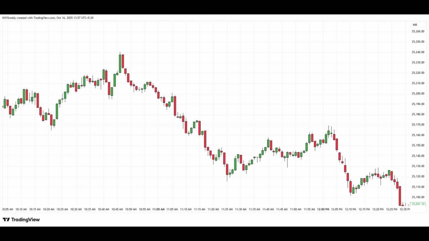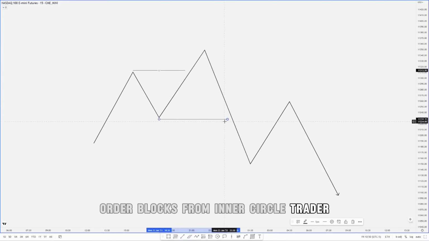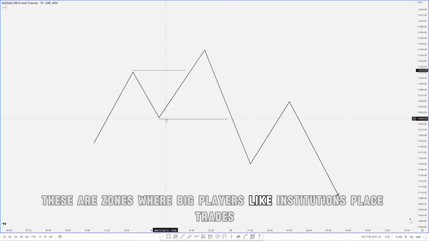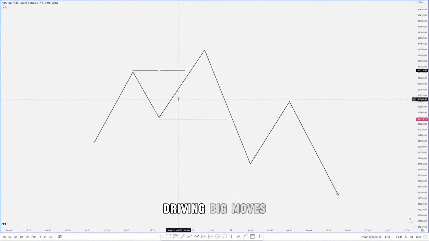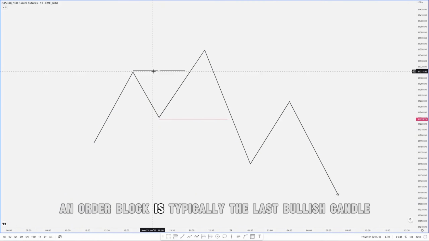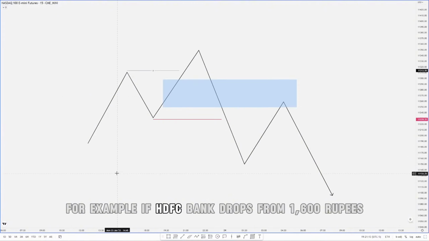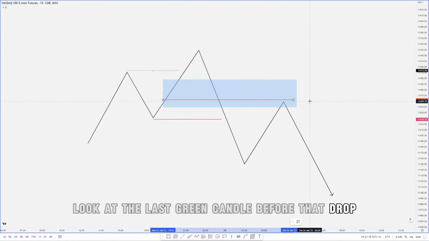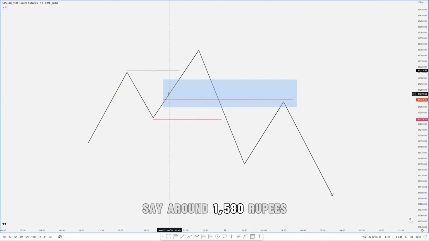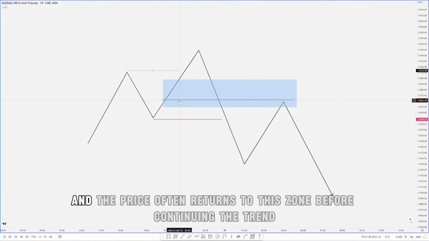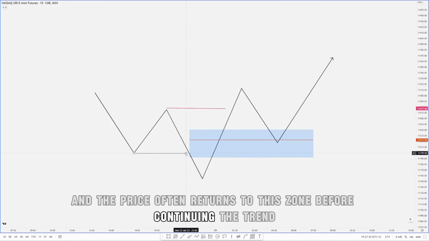ICT order blocks. Next, an ICT concept, order blocks from Inner Circle Trader. These are zones where big players like institutions place trades, driving big moves. An order block is typically the last bullish candle before a sharp drop or the last bearish candle before a rally. For example, if HDFC Bank drops from 1,600 rupees, look at the last green candle before that drop, say around 1,580 rupees. That's your order block. Big players likely sold there, and the price often returns to this zone before continuing the trend.